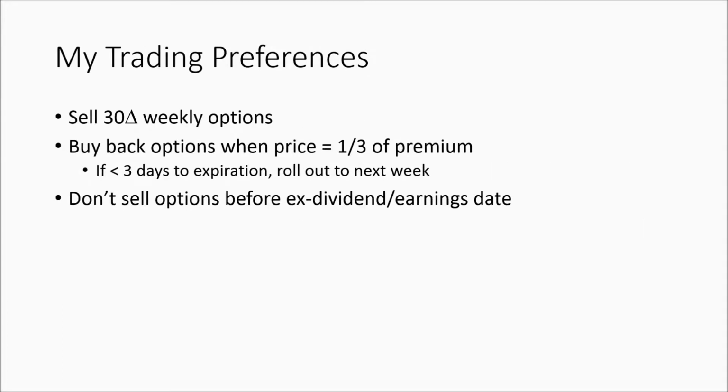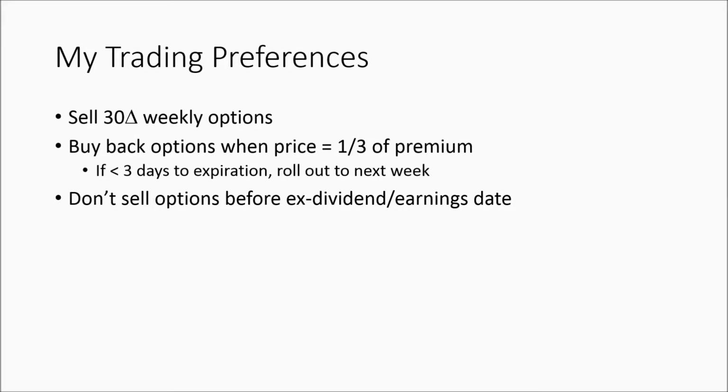Okay, so when I trade the wheel, I typically only sell 30 delta weekly options. I typically buy back the option when the price drops to 1/3 of the premium that I originally got. For instance, if I sold an option for 30 cents, then when the price of that option fell below 10 cents, I would buy it back. You can easily set a limit order to buy back these options.